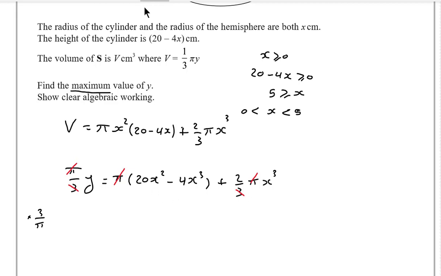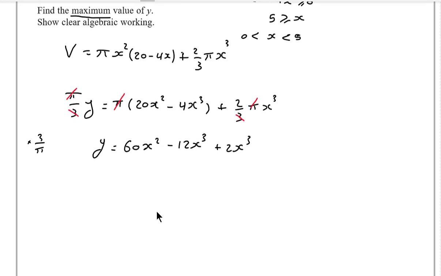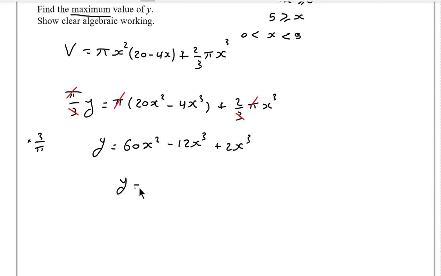So we have now y equals 60x power 2 minus 12x power 3 plus 2x power 3. Last step, we can simplify further. So now y equals 60x power 2 minus 10x power 3. Okay.